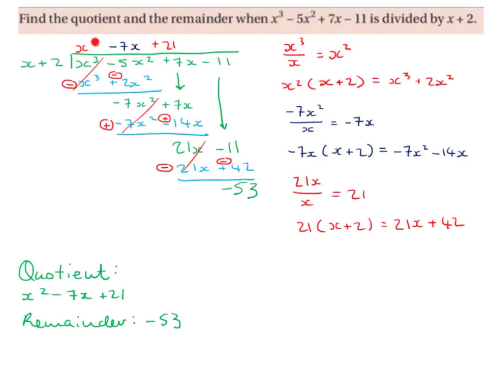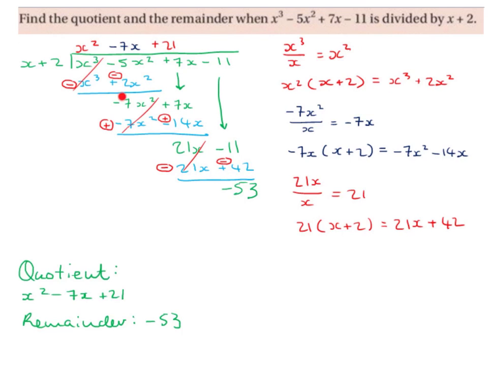I then multiply the x squared by x plus 2 to give me x cubed plus 2x squared, and I write that down here. I then change the signs of both of these. The x cubes cancel. Minus 5x squared minus 2x squared gives me minus 7x squared. I bring down the plus 7x. Then I repeat the process.